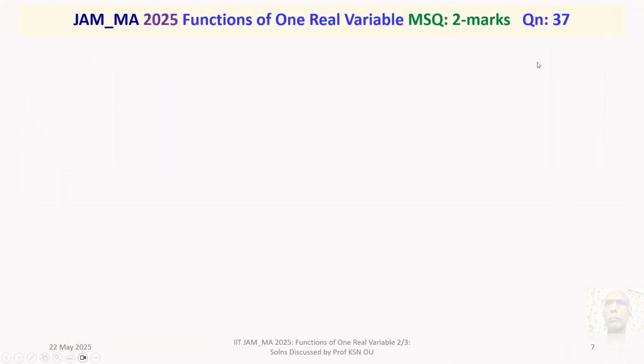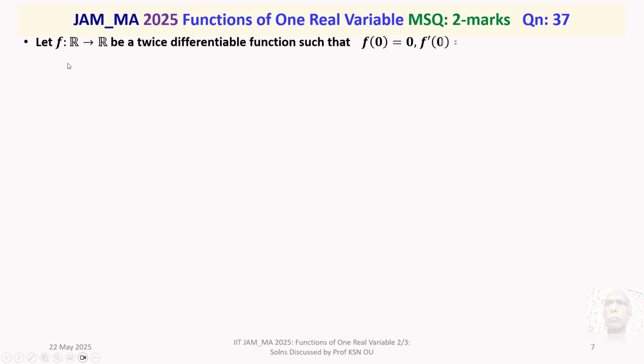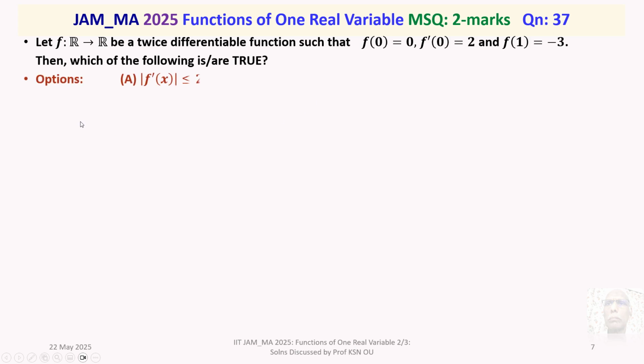This is question number 37 for 2 marks. It is a multiple select question, MSQ, so there can be more than one answer. The given question is: let f be a twice differentiable function from R to R such that f of 0 is 0, f prime 0 is 2, f of 1 is minus 3. Then which of the following is (are) true? We are given 4 options.